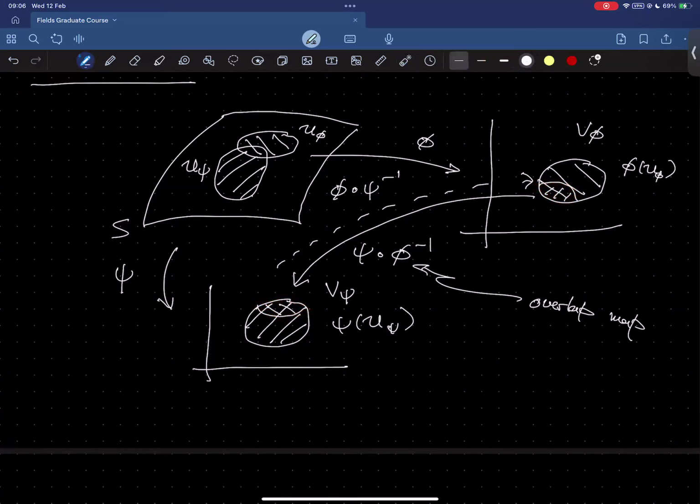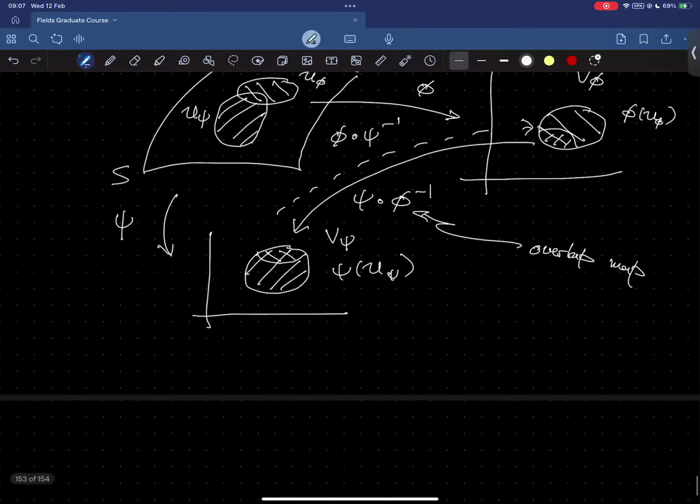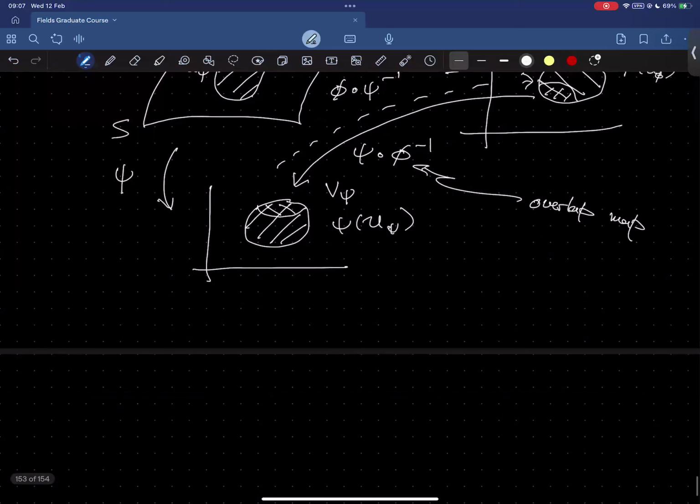All right, so that's the very important overlap condition, and it tells you when you have two charts for this set S that are compatible. You can very easily come up with non-compatible charts, so this is a compatibility requirement. Okay, good. So now I have a chart, and I know what that means. And if I have two charts that overlap, meaning their domains intersect, then I know what it means for them to be compatible.